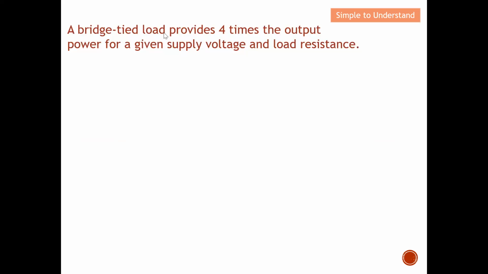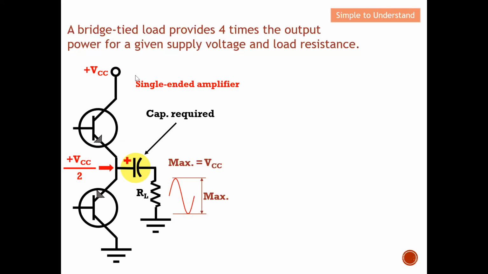A bridge-tied load will provide 4 times the output power for a given supply voltage and load resistance. What does this mean? From here you can see that this is a single-ended push-pull amplifier. This capacitor is required to bias this point, and you can see that the output is VCC over 2.